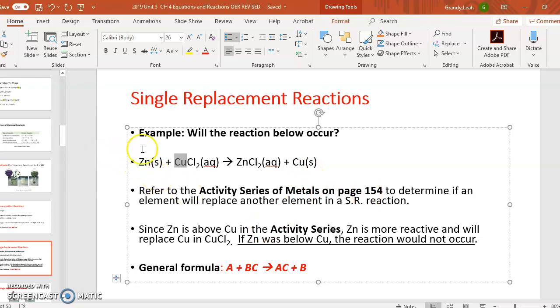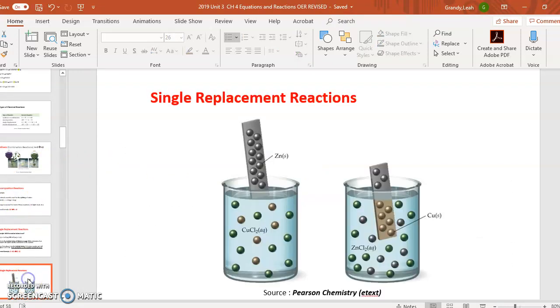And so zinc displaces, so you can call it a single replacement or single displacement. They're used interchangeably. The zinc is more reactive. Copper gets displaced and comes out on its own. So copper ends up being the element on its own. So now it's copper solid, and zinc is now the zinc ion. And let's have a look at what that looks like.